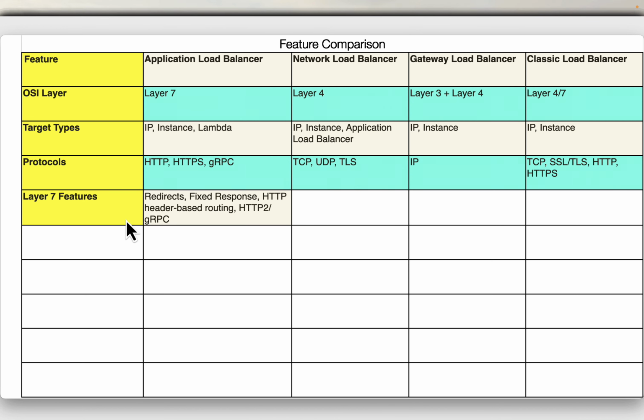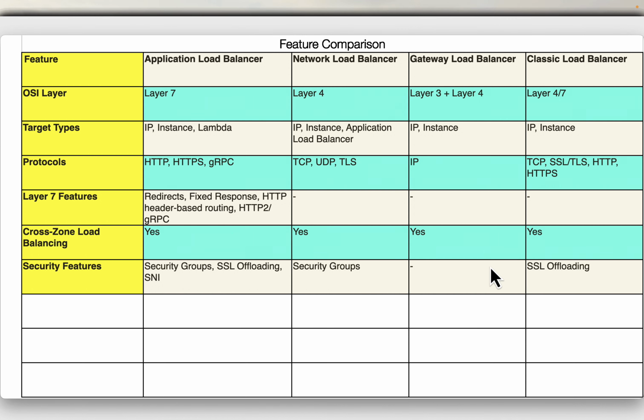Then layer 7 features: because it works at the browser level, the web browser HTTP layer we can say, it allows redirects, fixed response, HTTP header based routing, HTTP2 and gRPC, and others are not applicable. Then cross zone load balancing, so it supports yes and yes. I'll show you what that means. Then security features: it supports security groups, SSL offloading and server name indication. And then this one has security groups not applicable, and this one also supports SSL offloading.